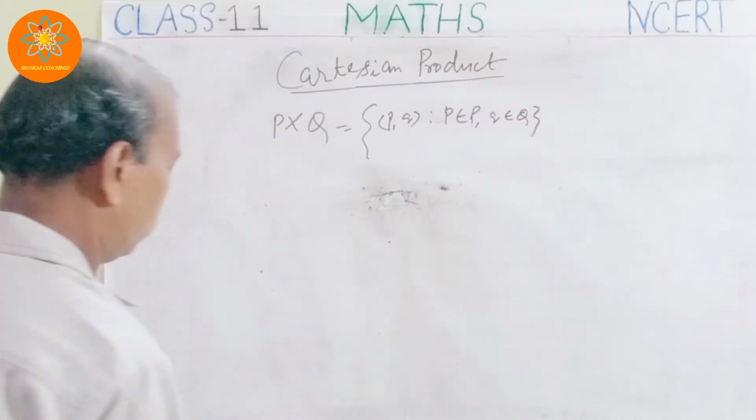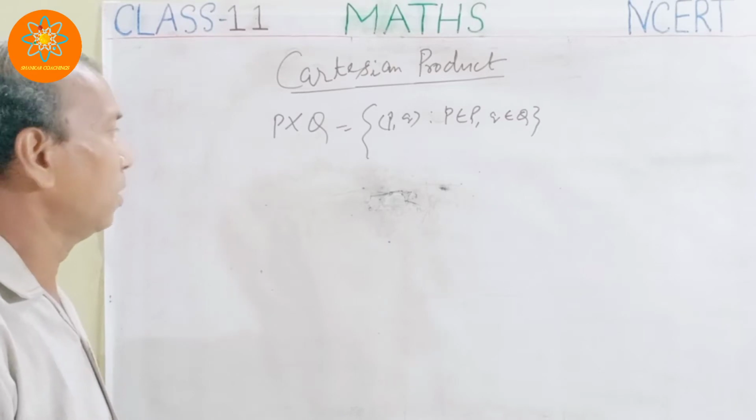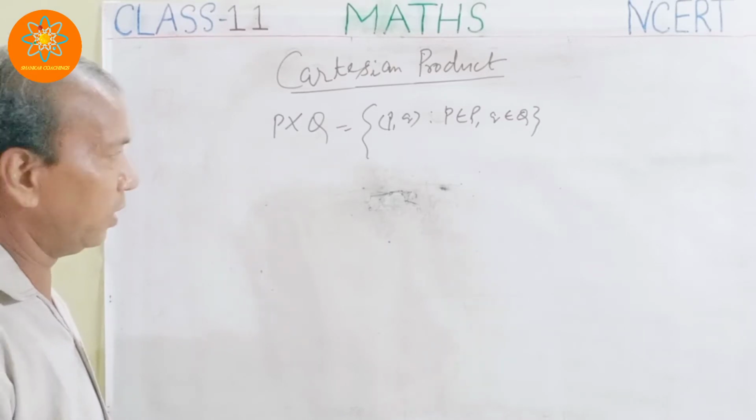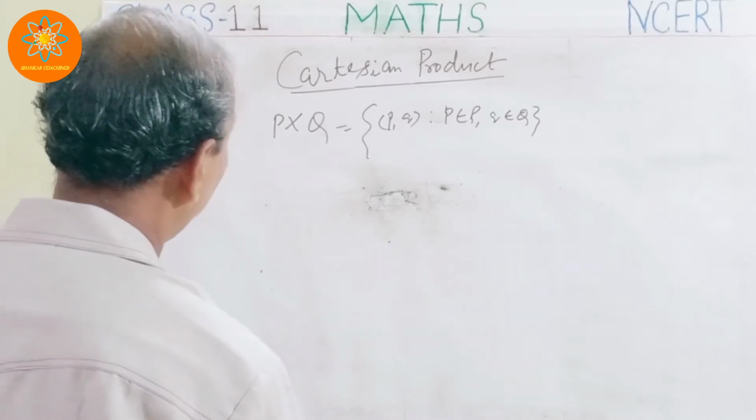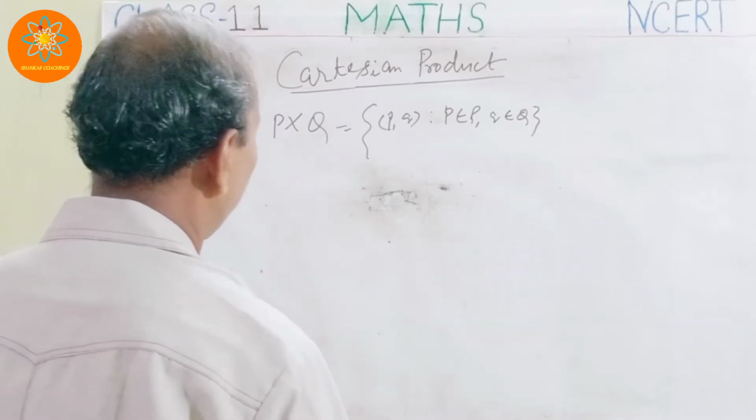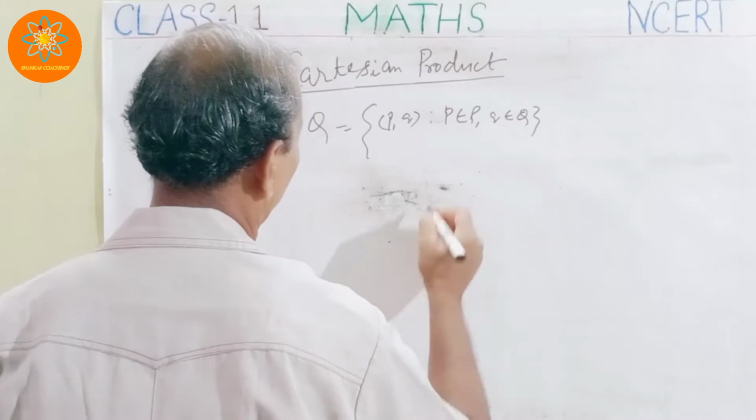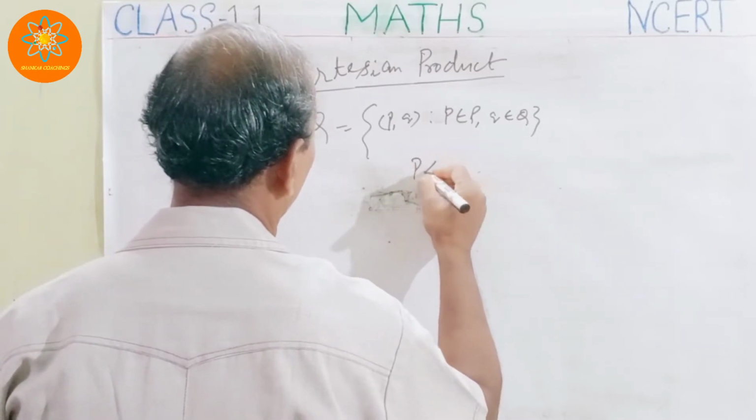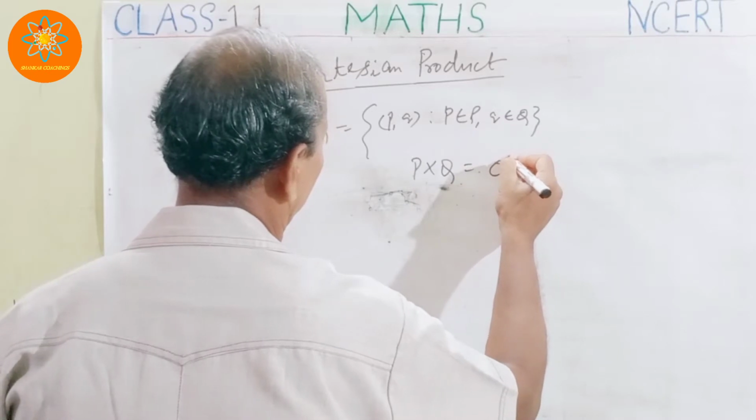And P and Q are non-empty sets. But if either P or Q is the null set, then P cross Q will be the null set. If both are non-empty, then P cross Q will be a non-empty set.